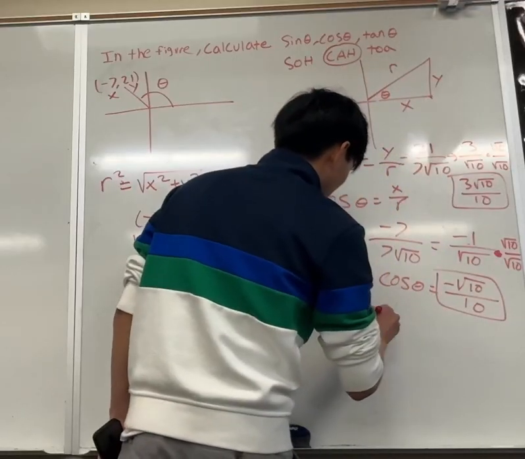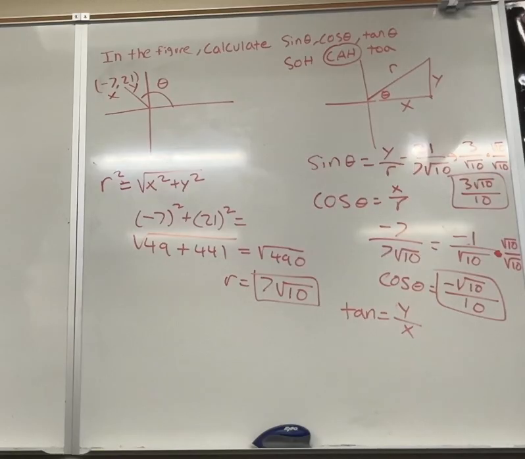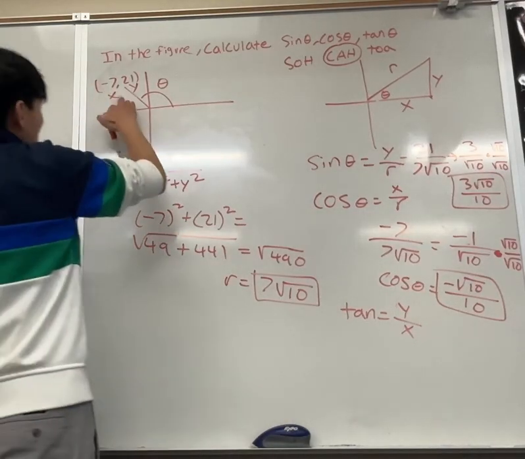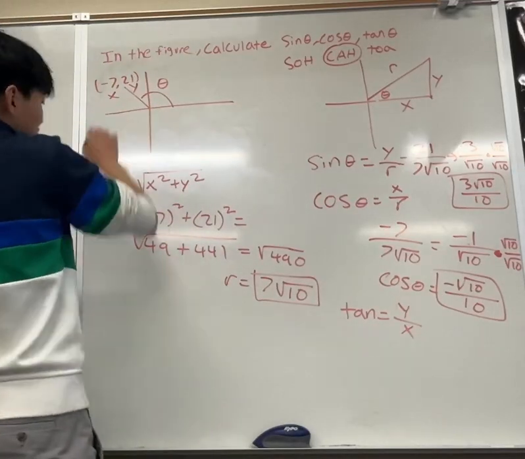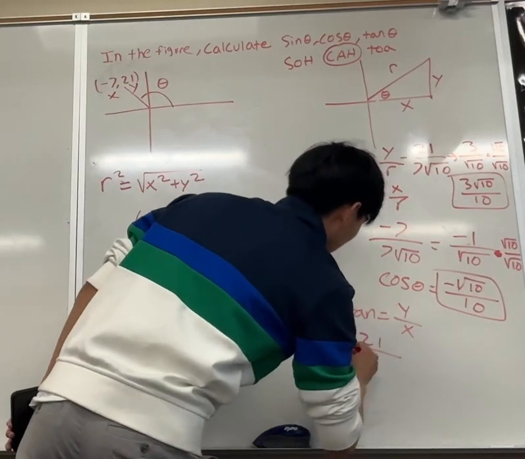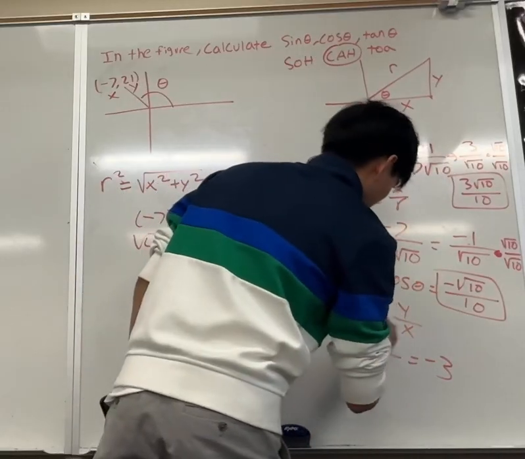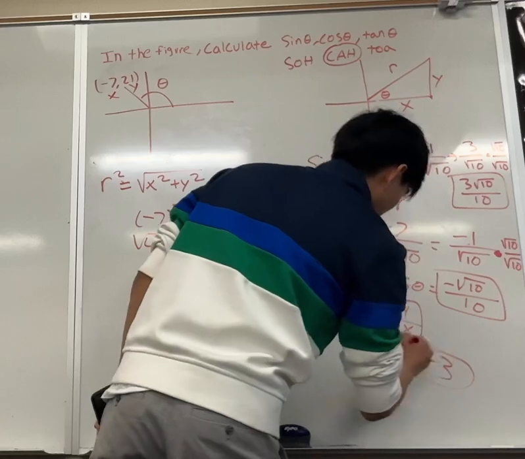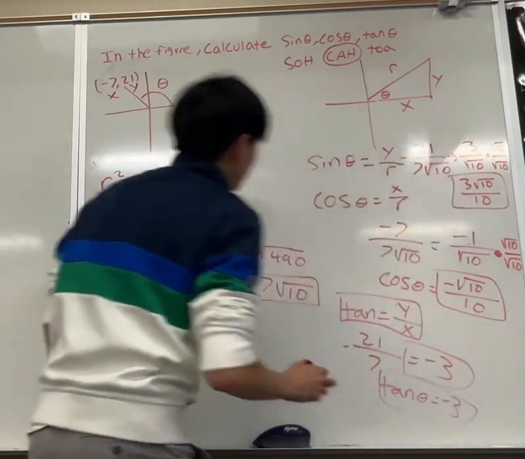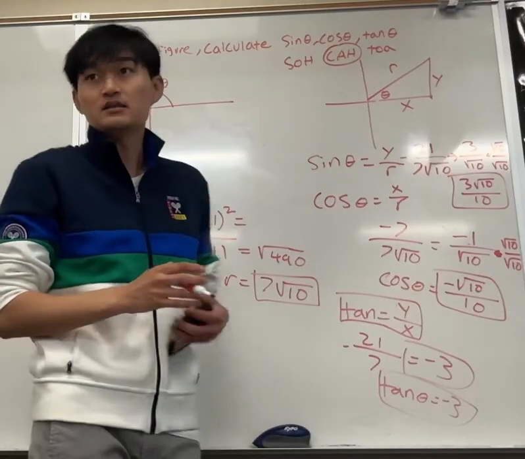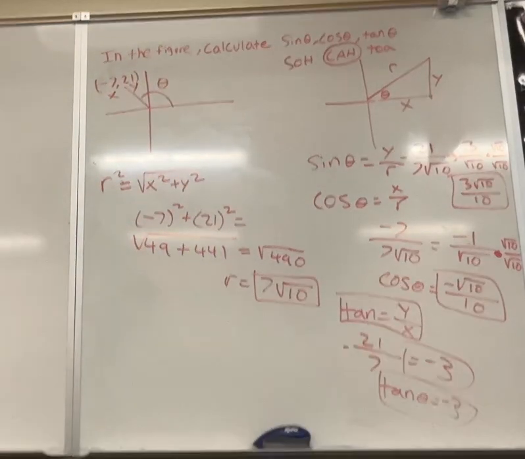And tangent, we just covered that it's y over x, or sine over cosine. And we know what y and x are. They're just whole numbers here, so this one should be pretty simple. We don't have to deal with radicals. So that is 21 divided by -7, which is just -3. Okay, so tangent theta equals -3. And that is how you solve for sine, cosine, and tangent given the coordinates. Any questions?